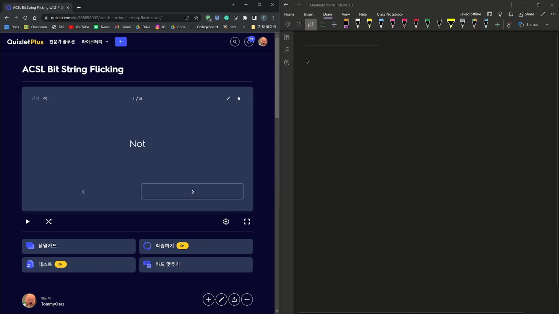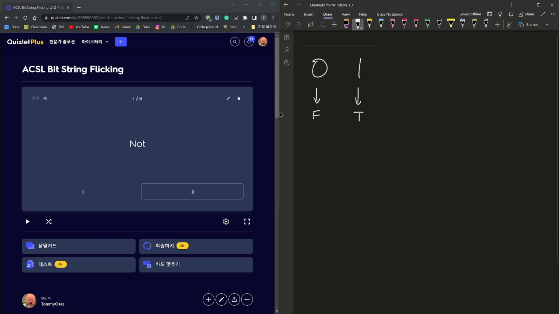So let's start with some implications first. Bit string flicking in the ACSL only has binary numbers. That means the only digits that will ever appear are 0 and 1. So you don't have to worry about 2, 3, 4, 5, all that stuff. It's never going to come out. 0 in this case represents false, 1 represents true.